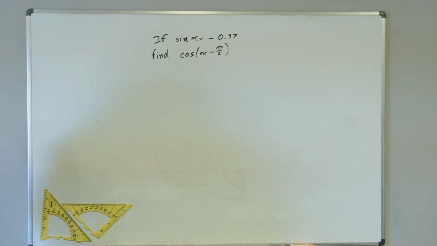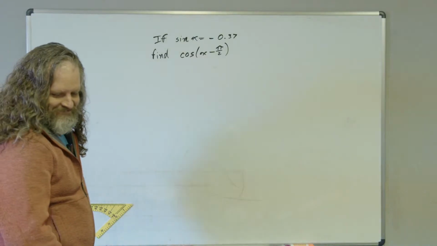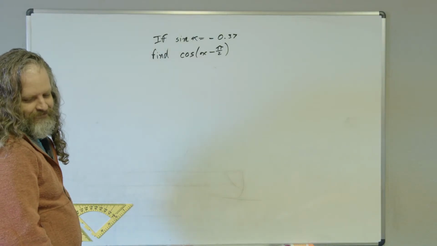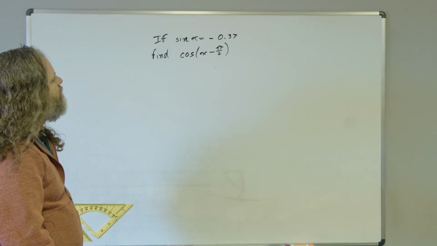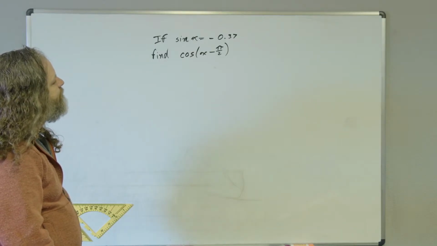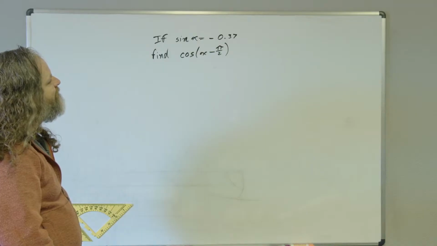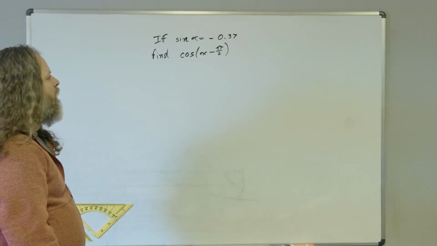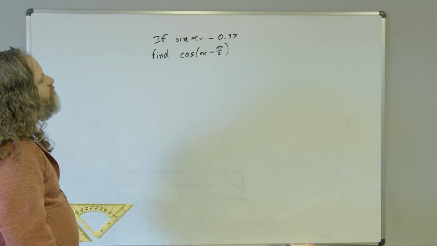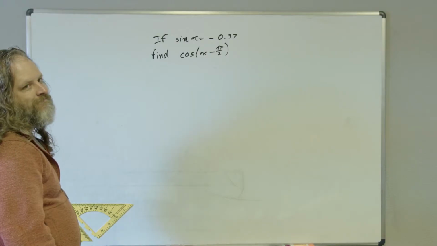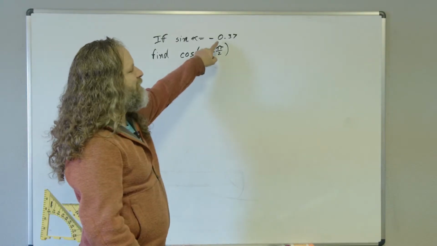Are we going to assume that x is negative? Because x is negative and cosine eats negatives. The cosine of x minus pi over 2 is sine of x, so we would use the co-function identities. And sine x equals cosine x minus pi over 2 equals negative 0.37. But cosine eats negatives, so it's going to be this.